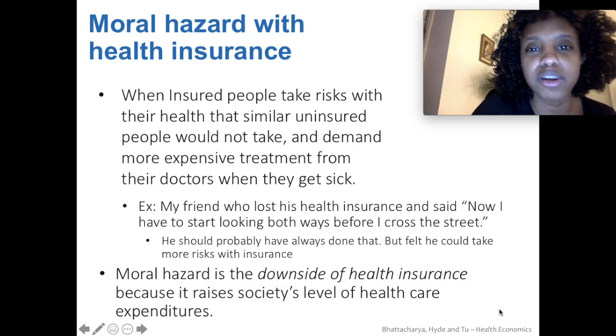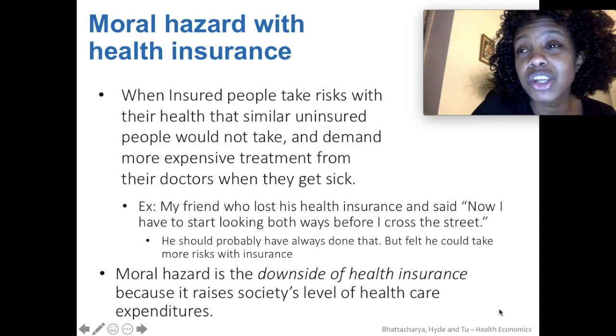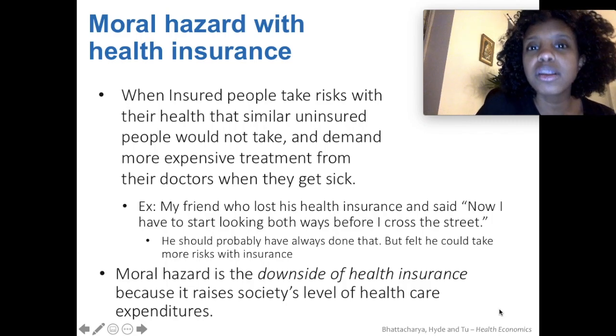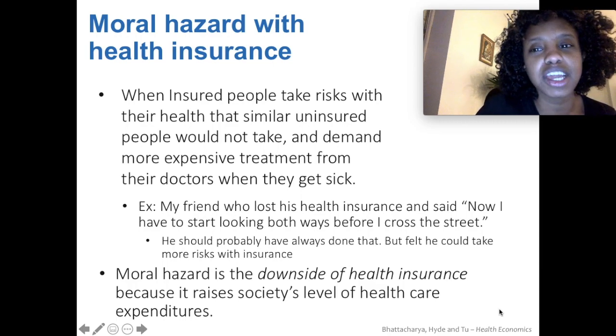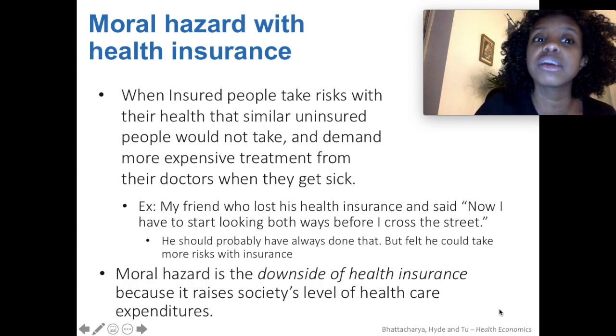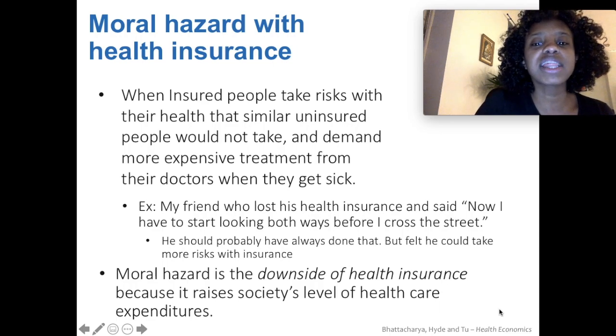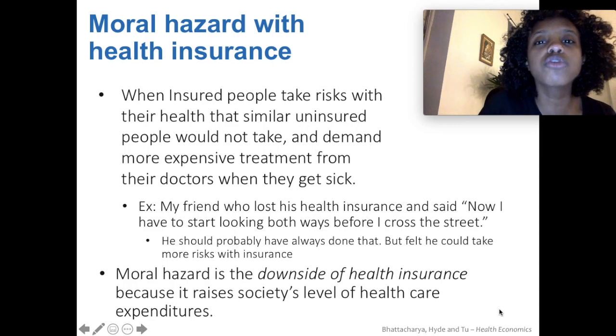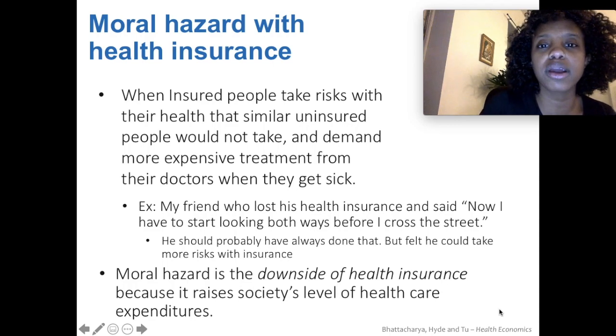So an example: my friend lost his health insurance and was saying, like, now I have to look both ways before I cross the street. And it's like, Ryan, you probably should have been doing that regardless. But perhaps when he had health insurance, he felt he was able to take that risk and wasn't so careful when crossing the street. That would be an example of moral hazard. Moral hazard is kind of like the downside of health insurance because it raises overall society's amount of healthcare spending.